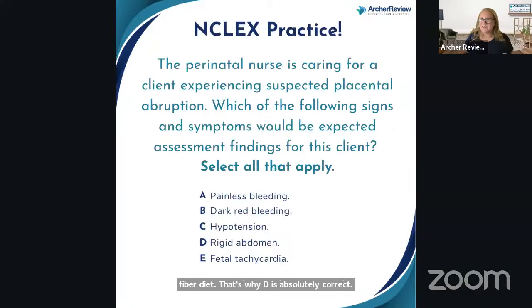Good job. Okay, we're almost halfway through rapid 30. Here's our next one. The perinatal nurse is caring for a client who is experiencing suspected placental abruption. Yikes. Signs and symptoms that would be expected. What do you got? Select all the signs and symptoms of placental abruption here, okay?